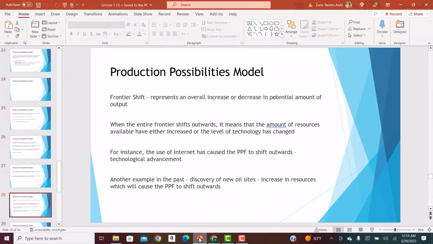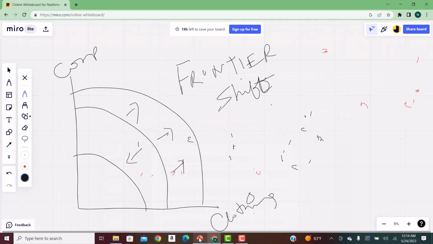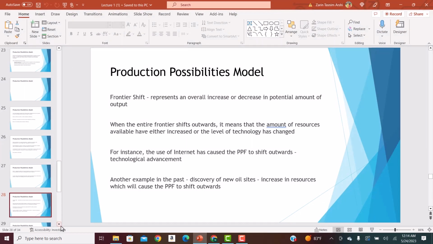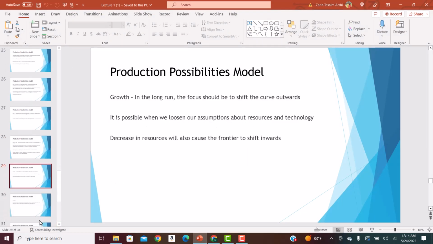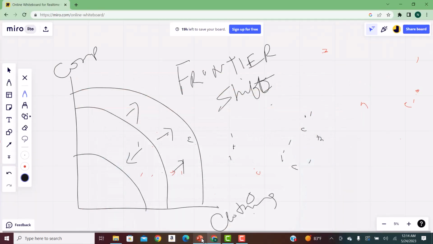Now the opposite can also happen. The PPF can shift to the left. Okay, and what can cause the PPF to shift to the left? A decrease in resources, or when there's a technological blackout, that's going to cause the PPF to shift to the left, because we don't have enough resources to produce the maximum output, so it's going to shift to the left.